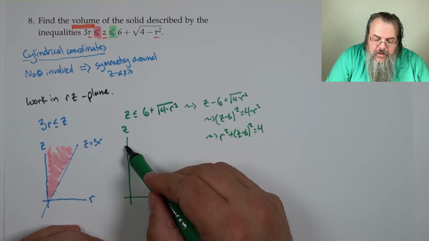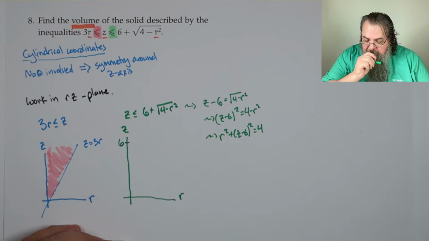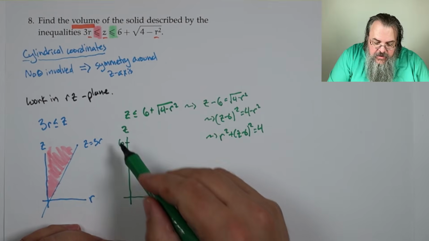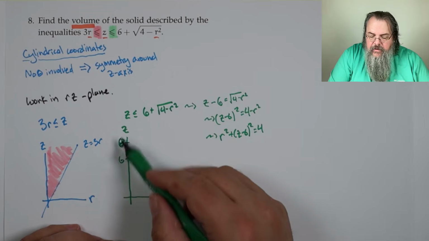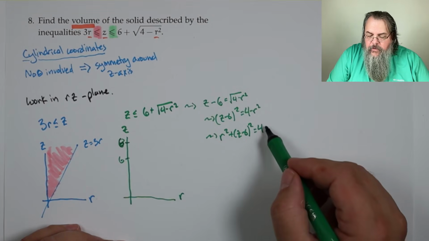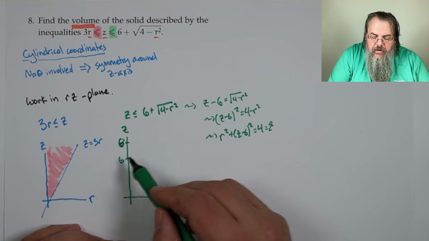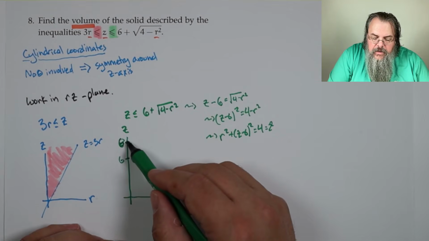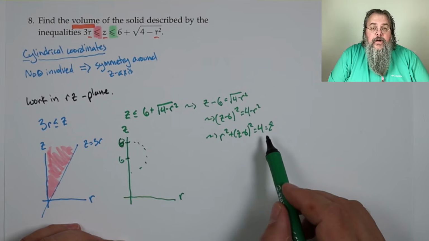And where would it be? Well, you come up here. Let's say this is 6 here. Radius of 2, right? 4 is 2 squared, so we're going to go up 6. At r equals 0, z equals 6, and then it would be a radius 2 circle. That's what this would draw.